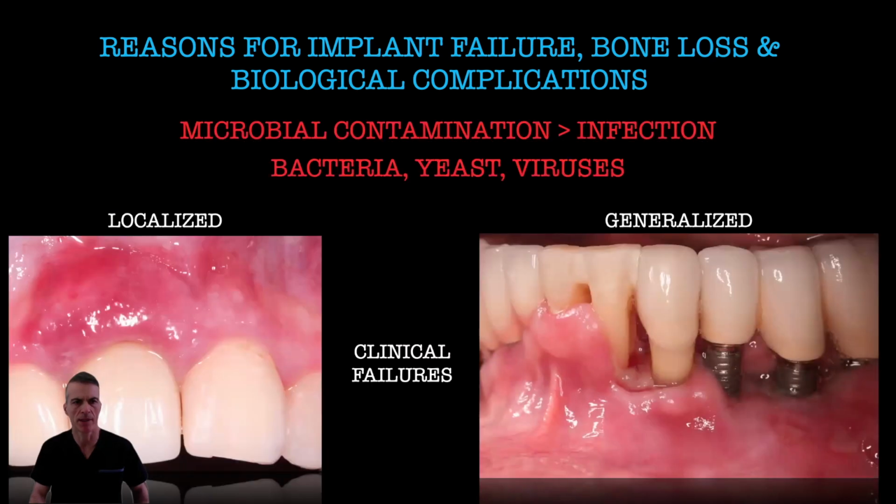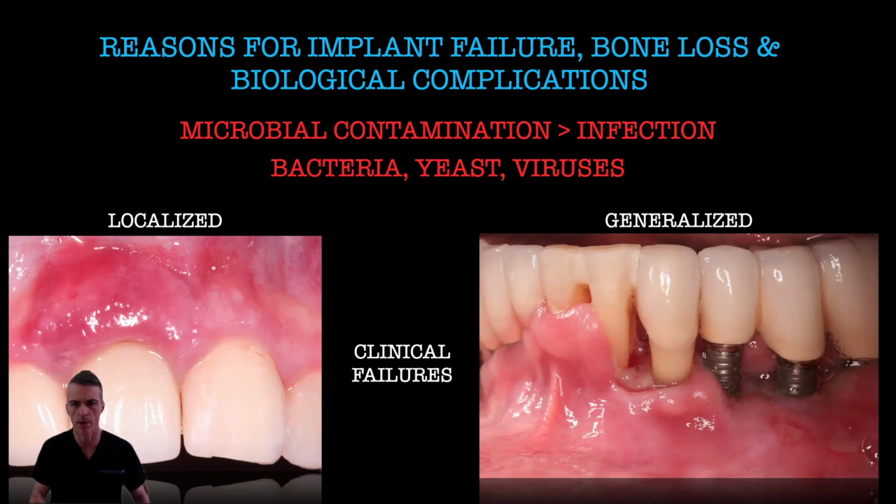These are two different cases of failing implants. The one on the left is a localized, the other one is a generalized case. They are both failing and they are different in a way, but similar. They share a common feature, which is both patients have been prescribed multiple broad spectrum antibiotics throughout a number of years. We see that they both present severe bone loss.